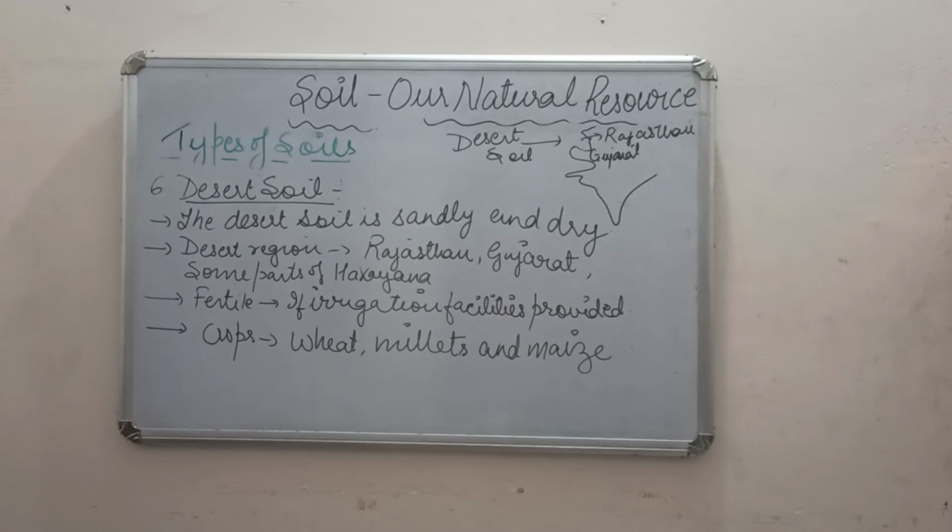If you really want to make this soil fertile, we know that desert soil is sandy and dry, so it is not fertile. But it can become fertile only if irrigation facilities are provided here. Like in Rajasthan, we know that the Indira Gandhi Canal is there, which provides water to the farmers for the agriculture purpose. Fine. So now comes the crops. The crops grown here are wheat, millets and maize.